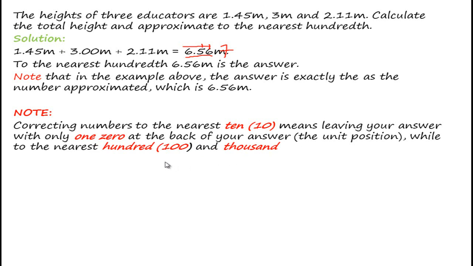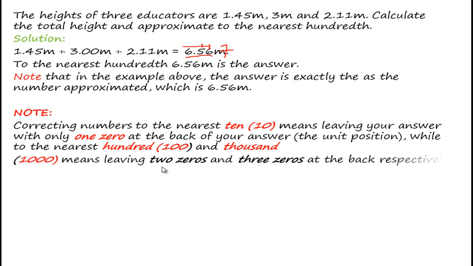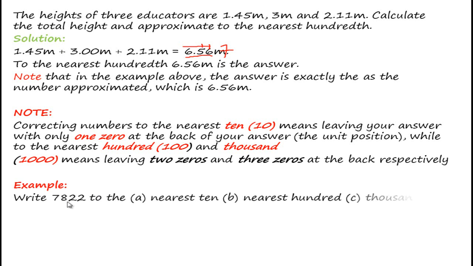And when approximating to the nearest 100 and 1000, it means you are leaving 2 zeros for 100 and 3 zeros for 1000 at the back respectively. Now let's go to an example so that you know it better. Write 7822 to the nearest A, 10, B, 100, and C, 1000.